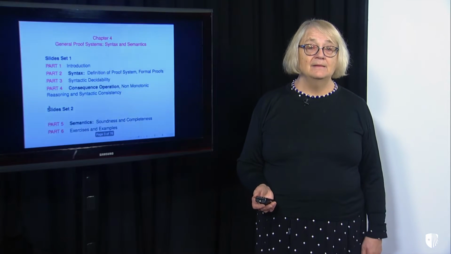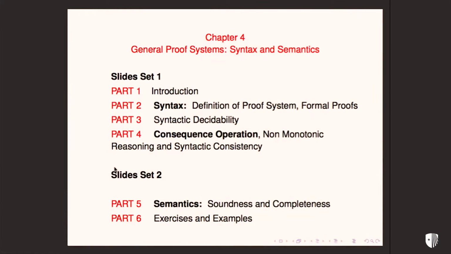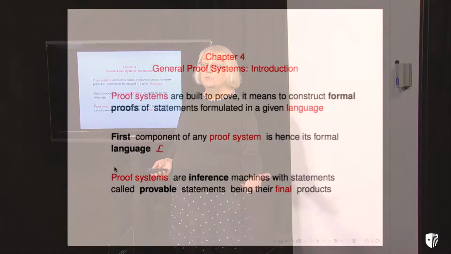And here is the plan. There are 6 parts. We will go pretty fast because there's a book and there are slides to be read. Slide set 1 is introduction, and then there is the definition of syntax. We will talk about syntactic decidability and consequence operation, and about non-monotonic reasoning, which is an important part of artificial intelligence. And then slide set 2, we'll talk about it later. So slide 1, introduction. What is a proof system?